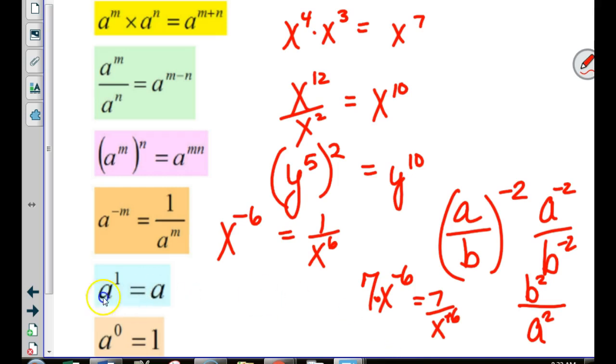All right, and these two, remember, anything to the 1st power, just keep it. Anything to the 0 power becomes a 1. I hope you remember those. All right.